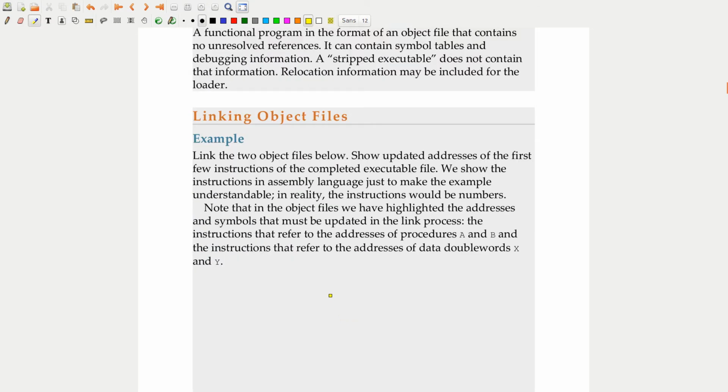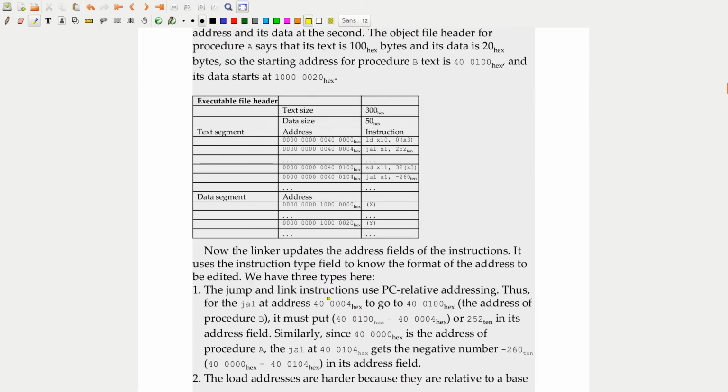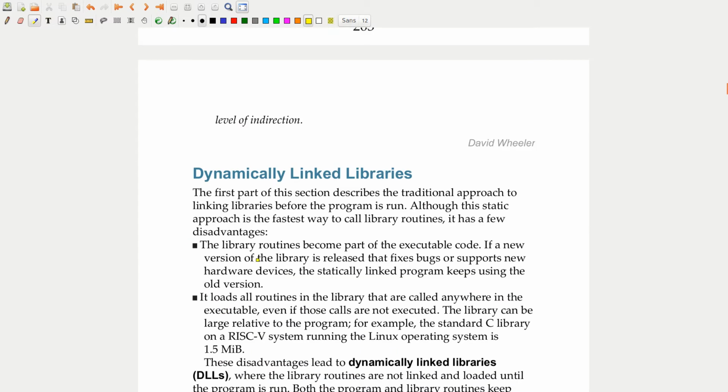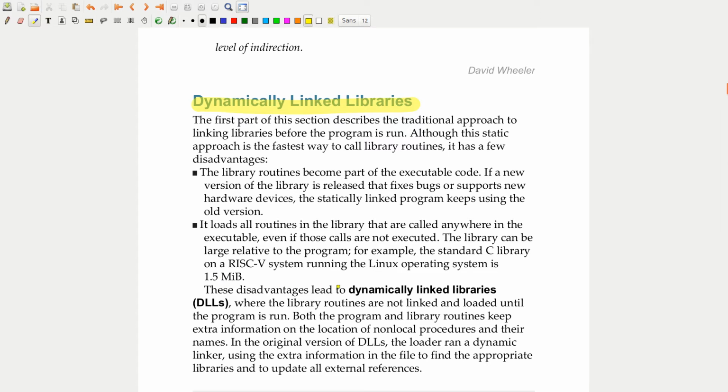So this is just an example. Then we have the loader, and the loader is what puts things in main memory. And this is what I was talking about earlier, dynamically linked libraries, called DLLs. In Windows, a DLL will have the extension .dll. In Unix systems, it'll be .so, I think. I think that's correct.